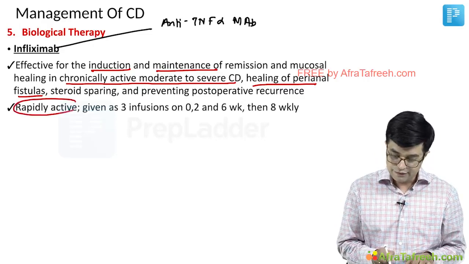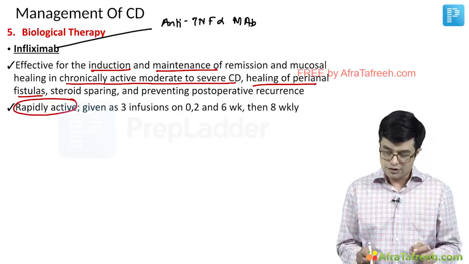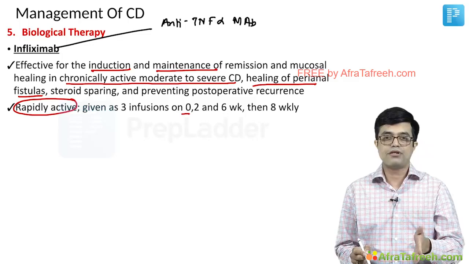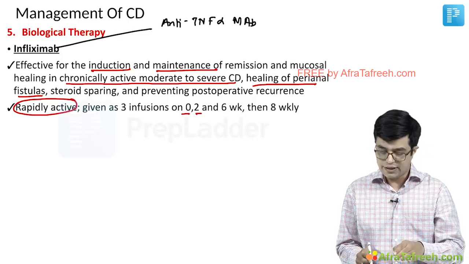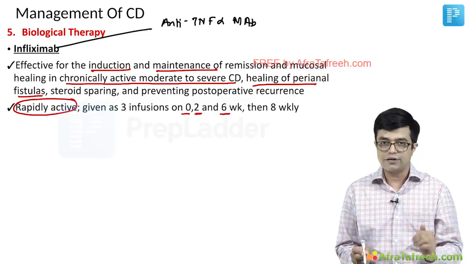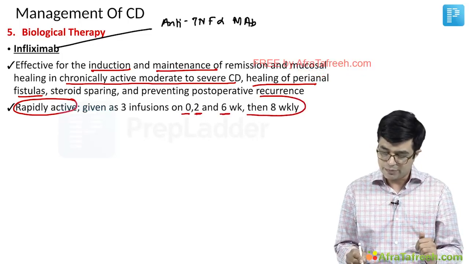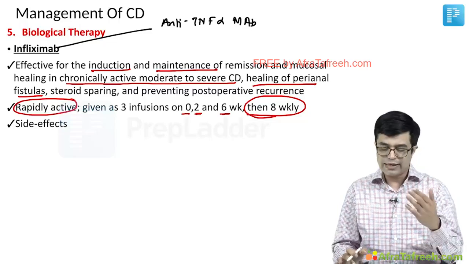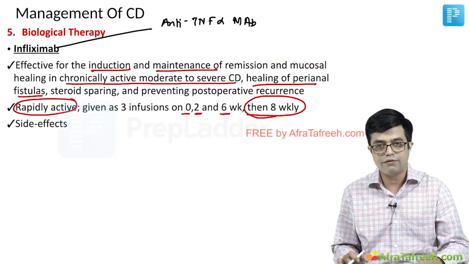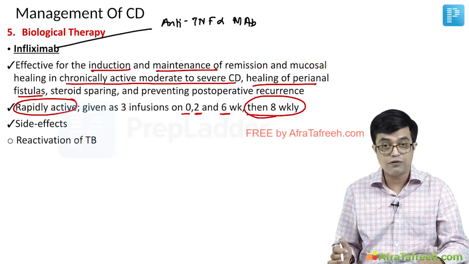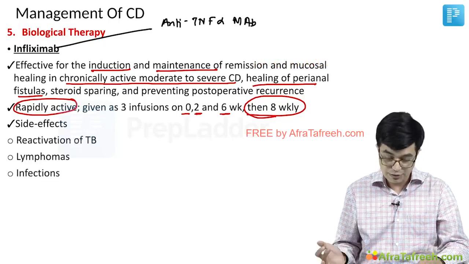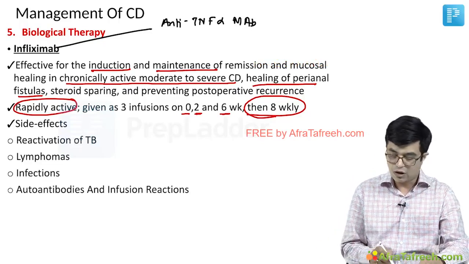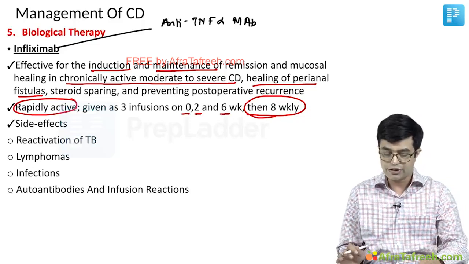It is rapidly active, given as 3 infusions on 0, that is the day at which the first infusion is given, then 2 weeks later and then 6 weeks after the first infusion. Then after that for maintenance it is given 8 weekly. The side effects of infliximab include the same ones which are associated with anti-TNF alpha therapy. They include reactivation of tuberculosis, lymphomas in the patient, infections can develop, autoantibodies and infusion reactions have also been known to occur.